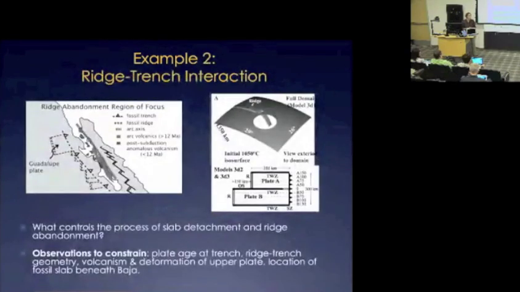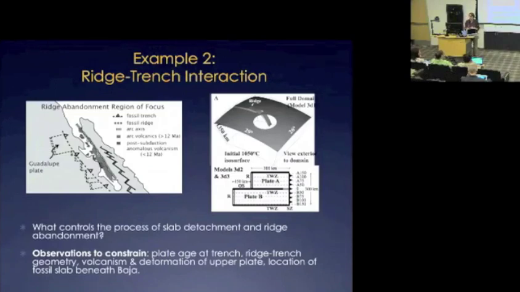So a second example is looking at the process of ridge-trench interaction. This model was motivated by observations off the coast of Baja California, where as the Farallon plate was subducting and breaking into pieces underneath North America, we ended up with a stranded fossil ridge along the border of Baja California, shown here by the dashed line. The question we had was, as a ridge approaches a trench, what controls how close that ridge can get to the trench, whether you actually subduct a ridge? There are plenty of models in the geological literature for subducting ridges.